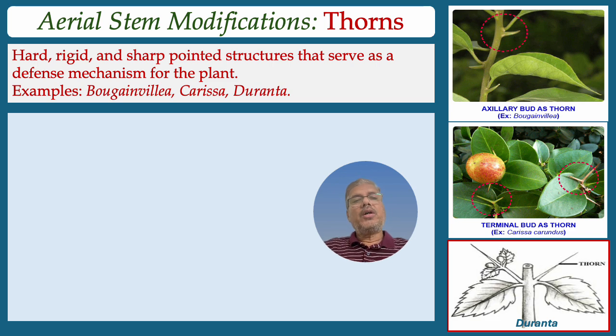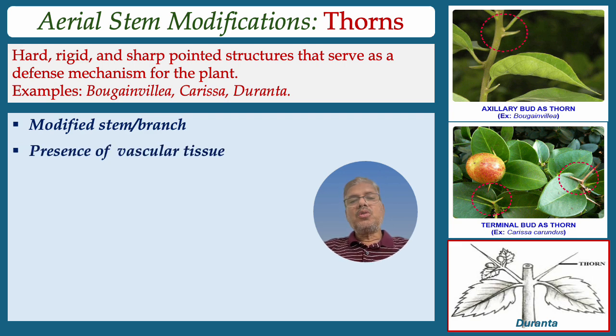Thorns are hard, rigid, and sharp pointed structures that serve as defense mechanisms for the plant. Examples are citrus, bougainvillea, carissa, duranta, etc. Botanically, a thorn is a modified stem or a modified axillary branch. This means it originates from an axillary bud just as a normal branch would.